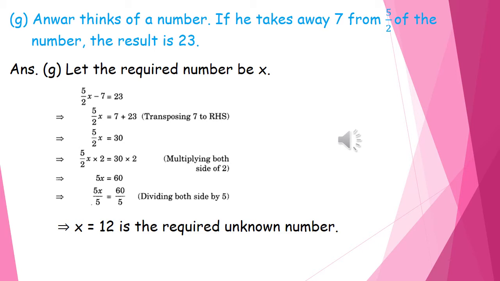Now we are removing 2 from the denominator by multiplying both sides with 2. 5x by 2 into 2 is equal to 30 into 2. So 5x is equal to 60. Now we are dividing both sides by 5. 5x by 5 is equal to 60 by 5, or x is equal to 12, the required unknown number.